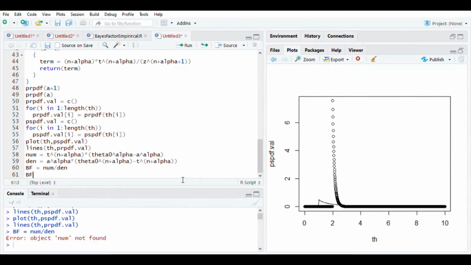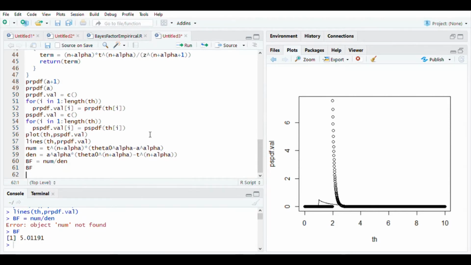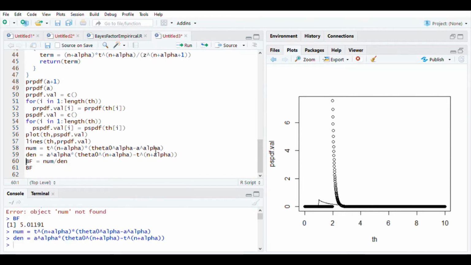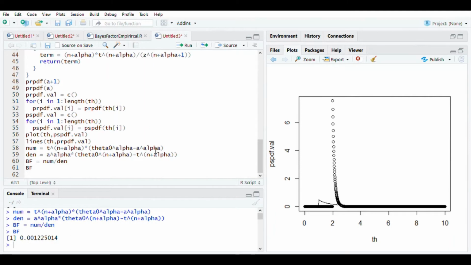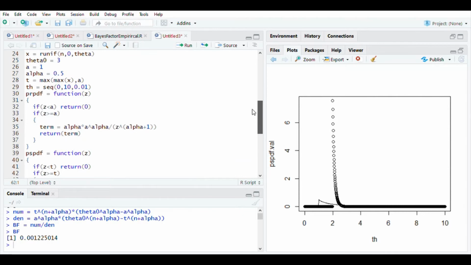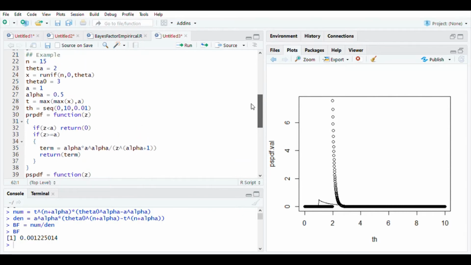So let us see what the Bayes factor is. Oh sorry, let us first run this. Okay, so extremely small, in fact very small. So now let us see what we had used. Theta was 2 and theta naught was 3.